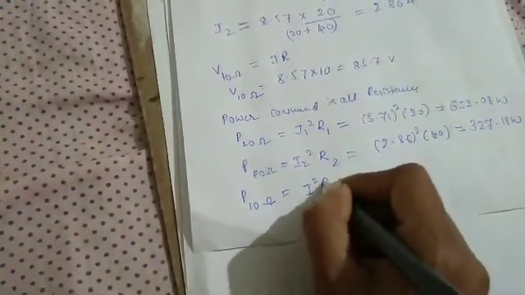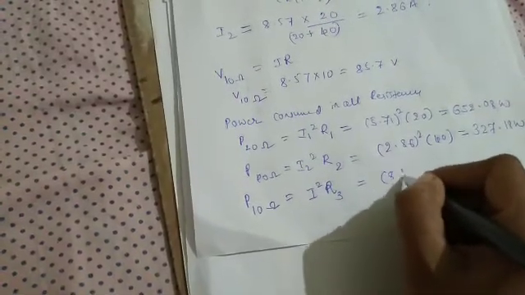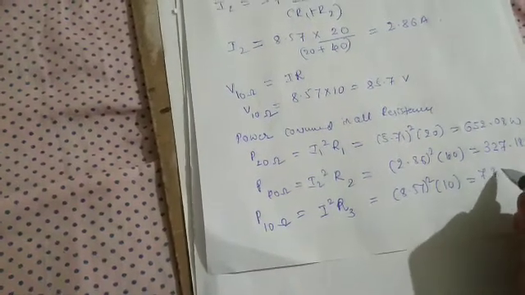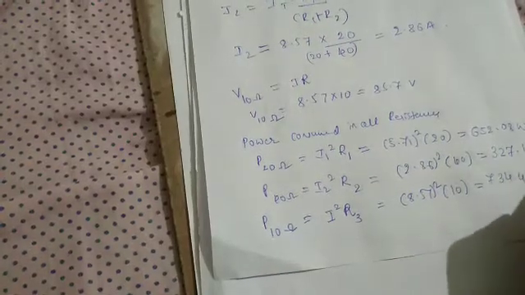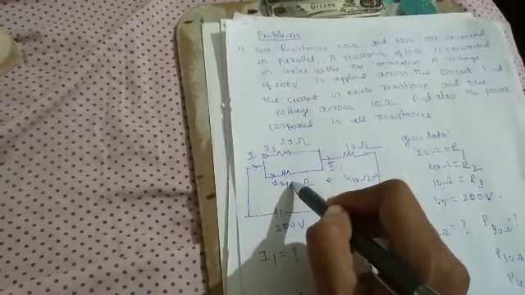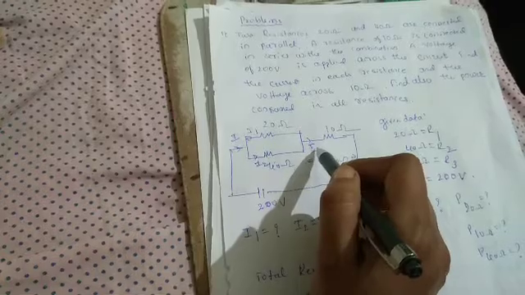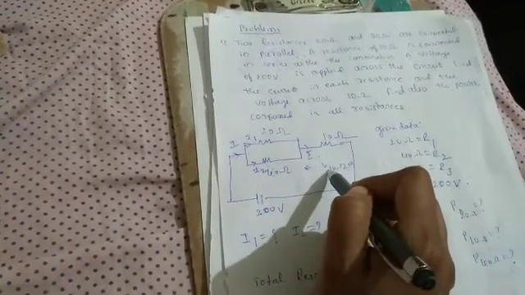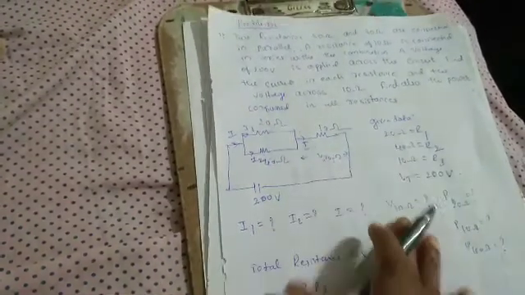Then the power consumed in the 10 ohm is I square into R3. I is 8.57 square, R is 10. Calculating, we get 734.45 watts. In this problem they will ask the question like this: find the current in each resistor, that is I1 is 5.7, I2 is 2.86, and I is 8.57, using Ohm's law and analysis of the series parallel electric circuit. Then the potential drop across the 10 ohm is I into R, and then the power consumed in all resistors. This is your first problem.